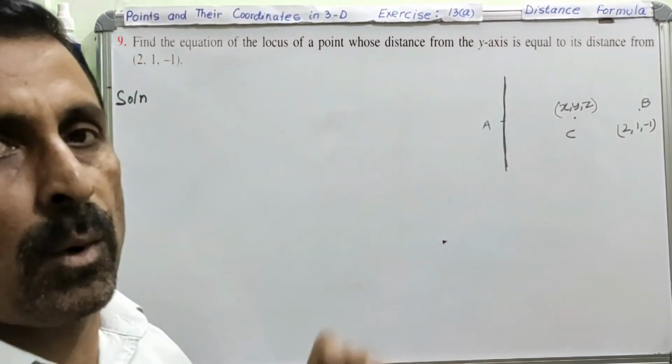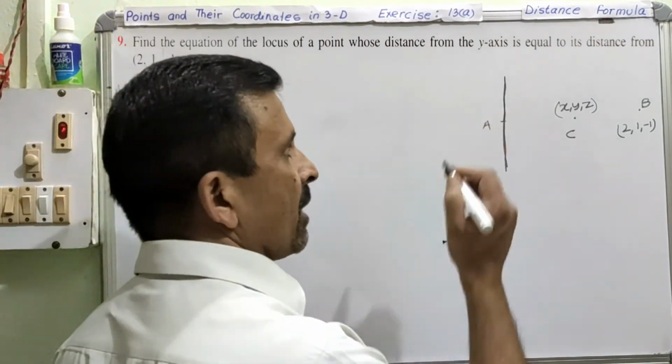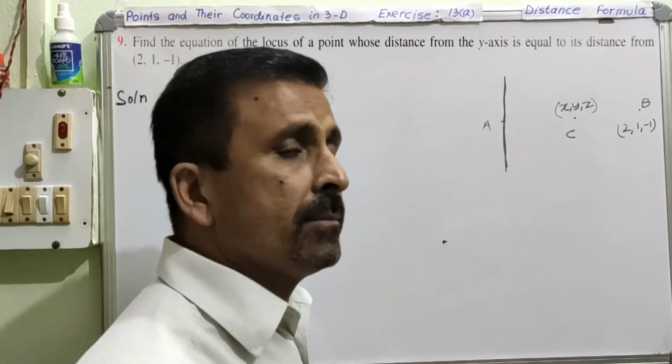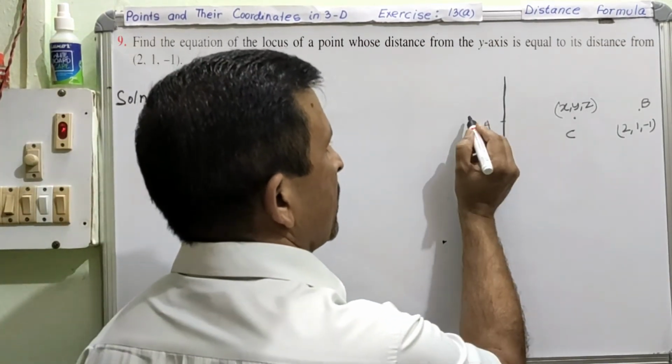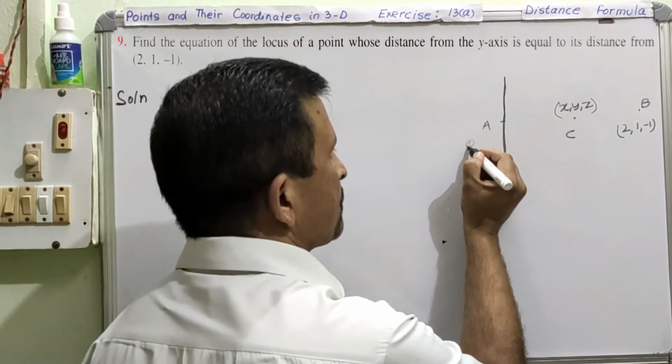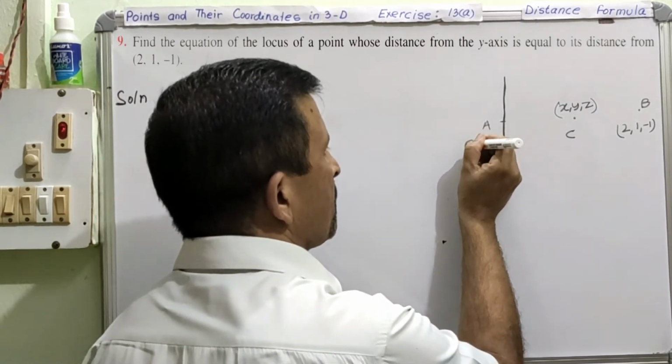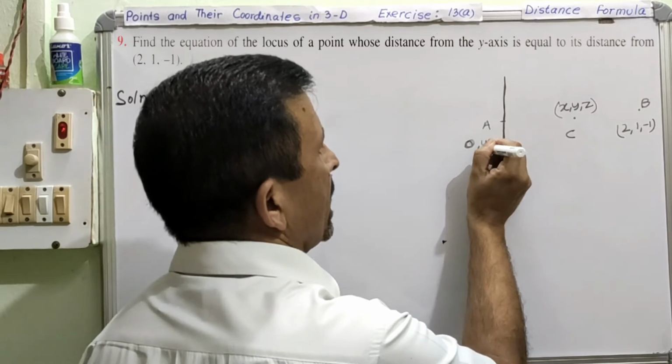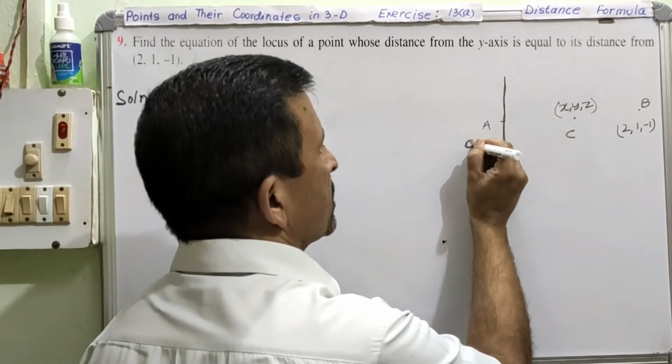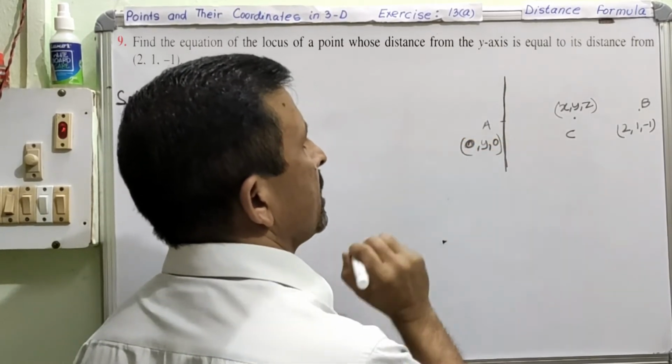So this is how we will be able to write the coordinate of point A, because this point is on y-axis. On y-axis, this will have a value of y, but then x and z will become 0. So therefore, the coordinate of this point will be 0, y, and 0. So this is the coordinate of the point A.